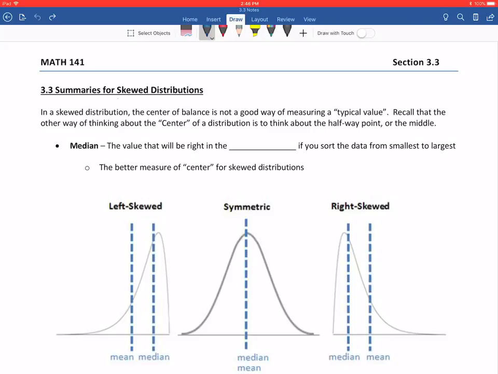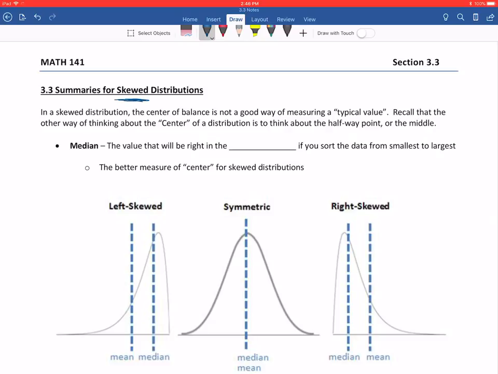Section 3.4, Summaries for Skewed Distributions. The keyword here being skewed. Now in 3.1 and 3.2, we talked about mean being a measurement for center and standard deviation being a measure for spread. However, these are not good measurements for us whenever we are talking about skewed data. Those only really work for symmetric data.